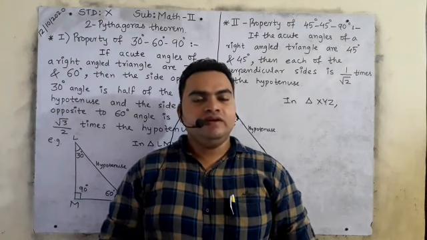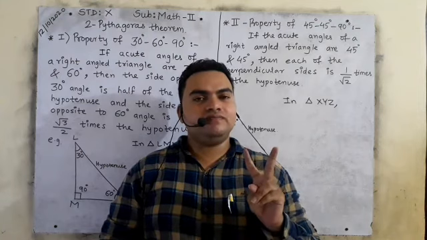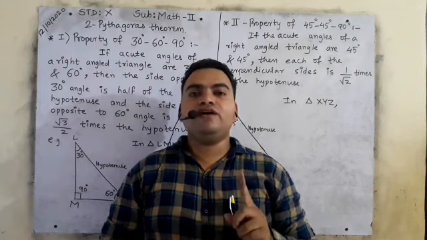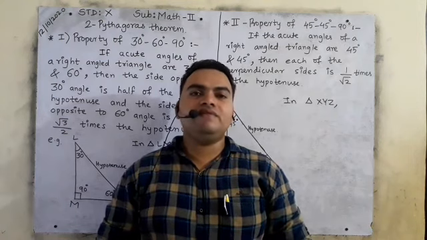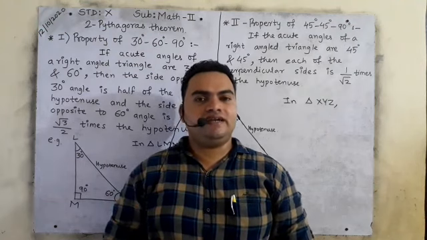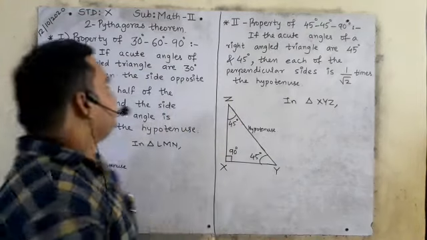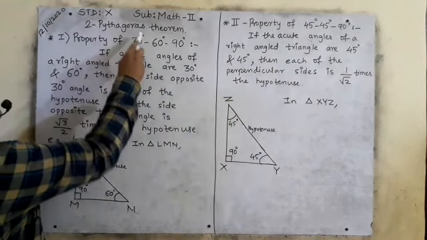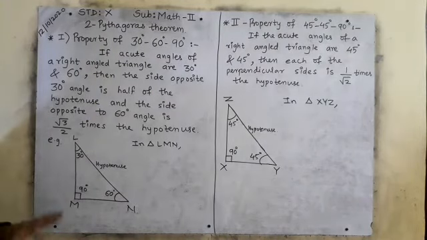Pythagoras theorem. Today in Pythagoras theorem we will see two properties. Property number 1, property of 30 degree, 60 degree and 90 degree. Then we will see properties of 45 degree, 45 degree and 90 degree. So let's start with property number 1, that is the property of 30 degree, 60 degree and 90 degree. So dear students, please pay attention.